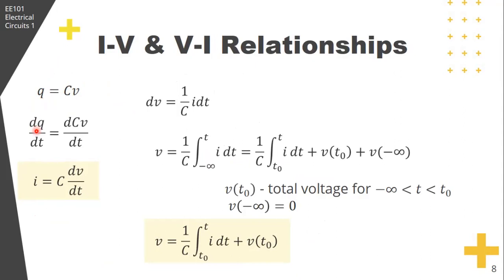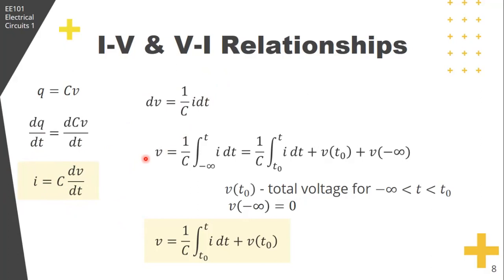And we know from the previous lecture, way back, that dq over dt is just the current. So our current is just C dv/dt. Okay, so this is the current-voltage relationship for the capacitor. Now if we rearrange this, we can multiply by dt, then divide by C. So 1 over C times i dt.